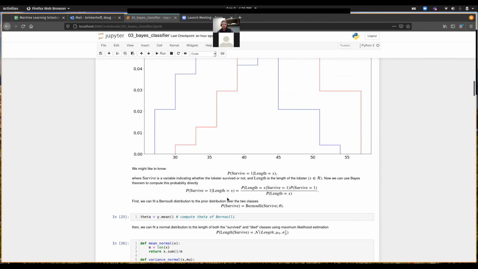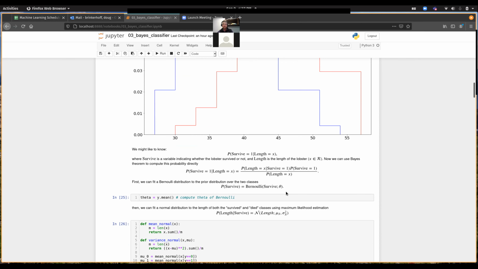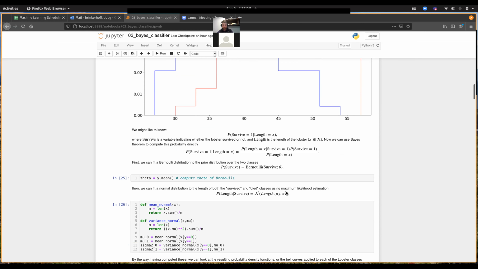And of course, we can do this quite straightforwardly given Bayes' theorem to put it in terms that we can manage. So probability of survival given length is equal to probability of length given survival times prior probability of survival, well, prior is important, divided by the probability of length. So as before, we can tackle each of these components of Bayes' theorem in a component-wise manner.